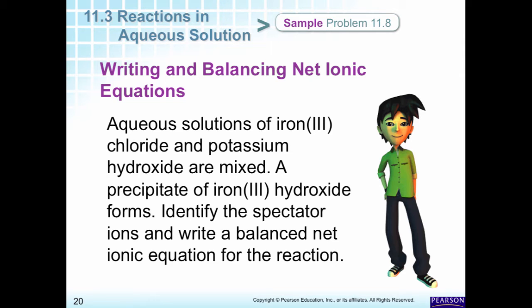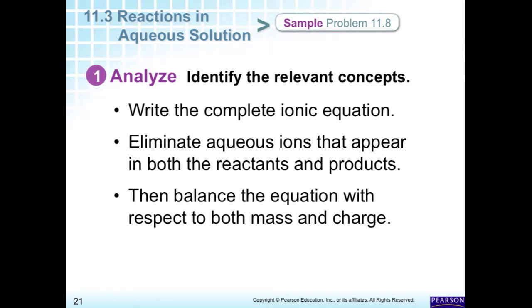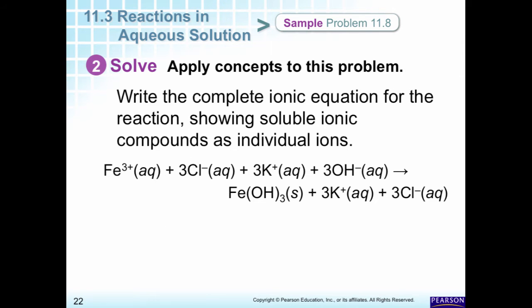All right, so let's have some practice. We have iron 3 chloride and potassium hydroxide, and a precipitate of iron 3 hydroxide is formed. So we want to identify the spectator ions and write a balanced net ionic equation. Write the complete ionic equation, get rid of your spectator ions, which are seen on both sides of the reaction, reactants and products, and then balance the equation with respect to both mass and charge. So we have iron 3 chloride, we have potassium hydroxide, we have iron hydroxide formed, and that leaves us with potassium ions and chloride ions.